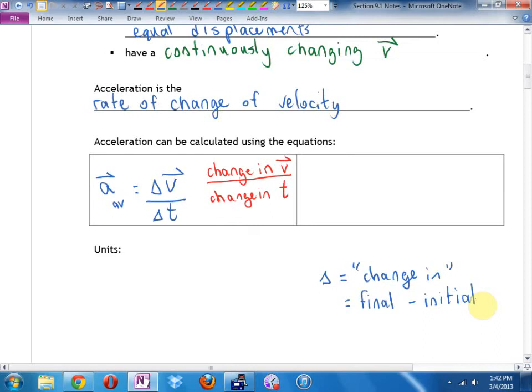I prefer this. Because what's change in? Final minus initial. This is how I teach it in Physics 11. But on the provincial exam, what you're going to get is this one here in blue. Although, can you see, really when they write this, they are giving you this one because change in anything is final minus initial? My argument is, why not just give you that one? But I'm not in charge.